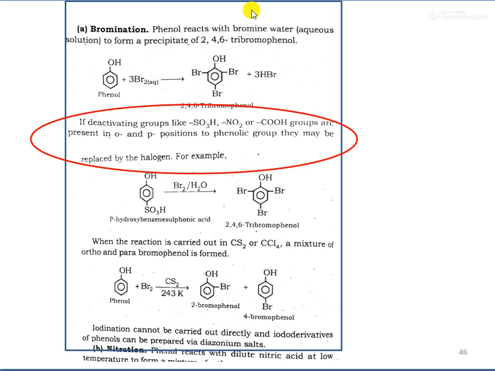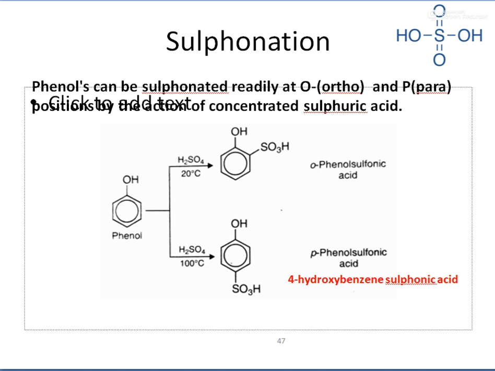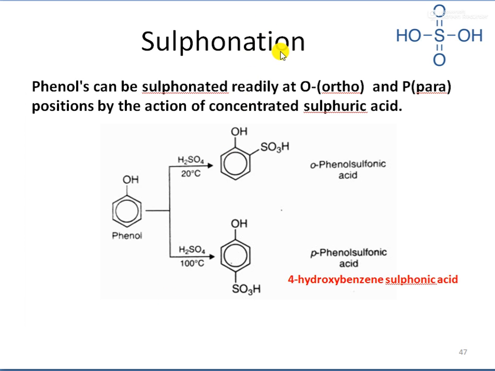In bromination, if deactivating groups like SO3H, NO2 or CHO groups are present at the ortho or para positions of the phenolic ring, they may be replaced by the halogens. This is an additional point. And then we come to sulfonation. In sulfonation also, the sulfonic group will be at the ortho and para positions at low temperatures.